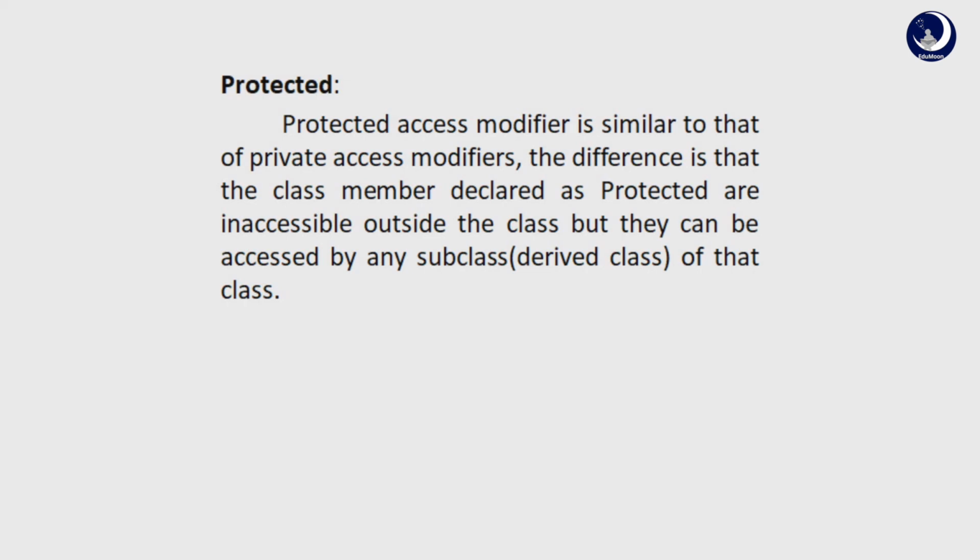Protected: the protected access modifier is similar to the private access modifier. The difference is that the class members declared as protected are inaccessible outside the class, but they can be accessed by any subclass or derived class of that particular class.